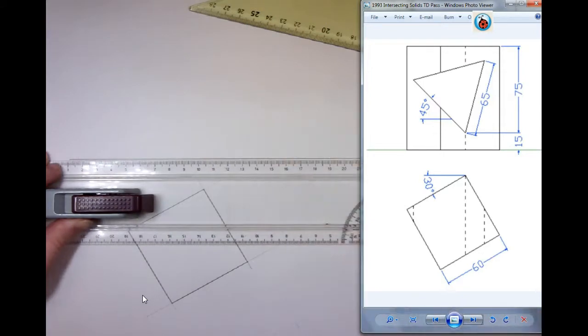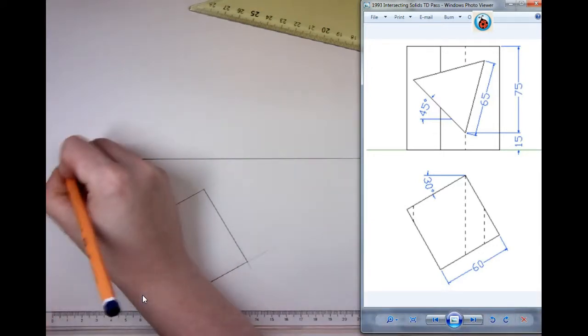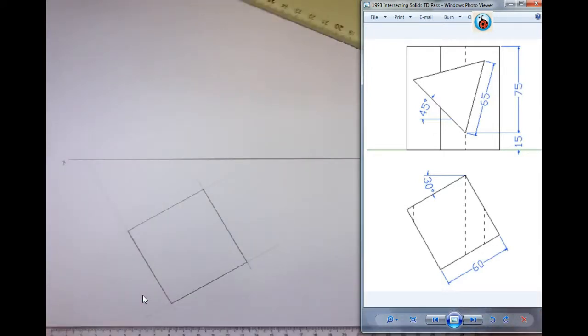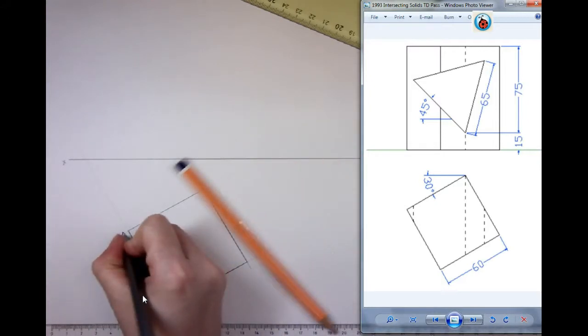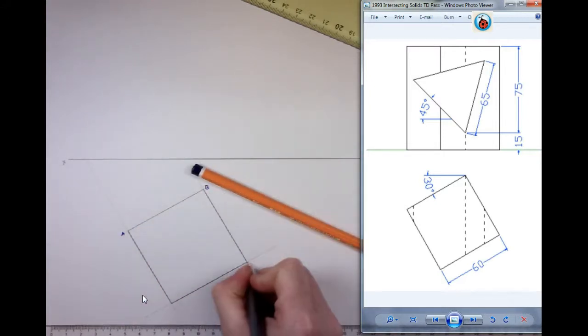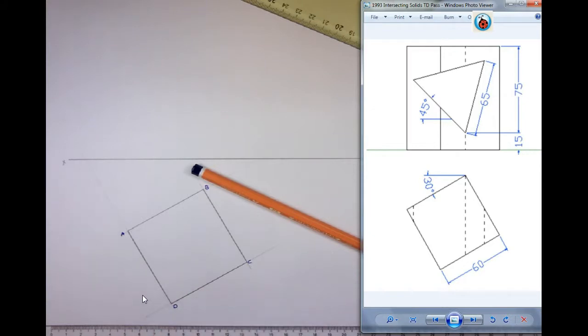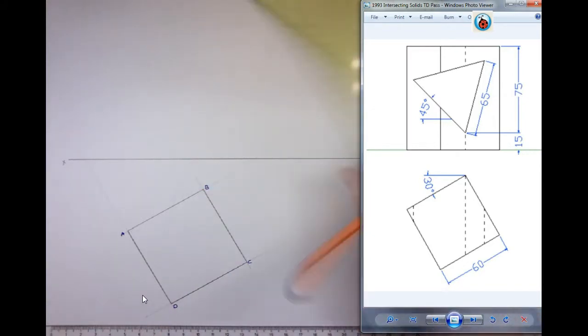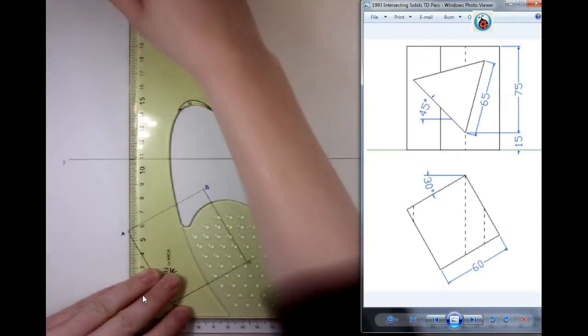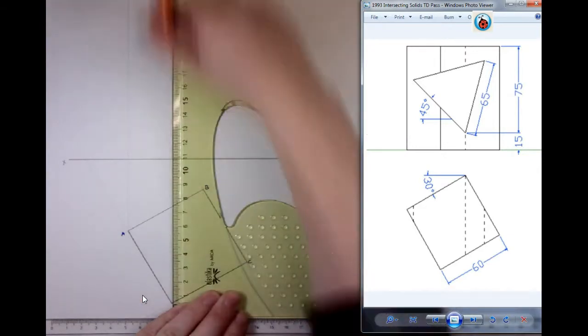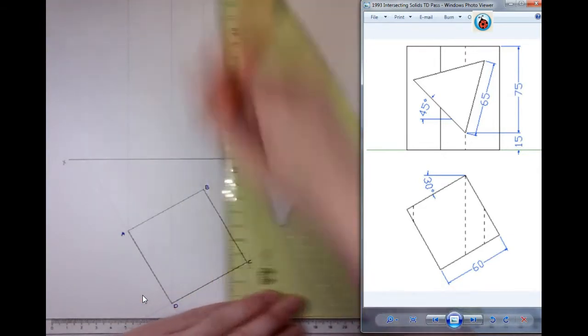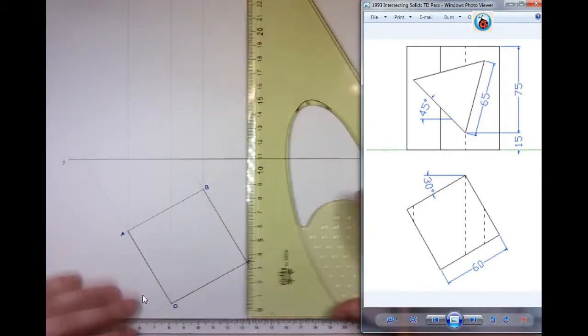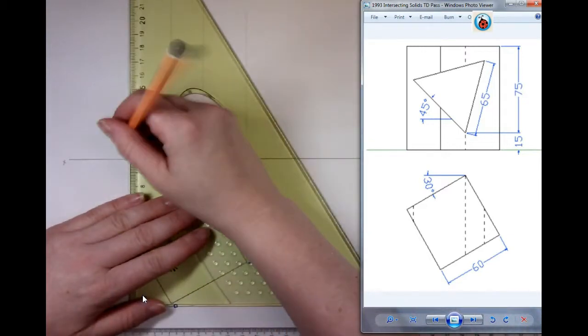I'm going to get my X, Y line, and please label it as always. Now, A, B, C, D. It does not matter what order, but I would encourage you to label your points. I'm going to bring our points up. The height there of 15 and 75.